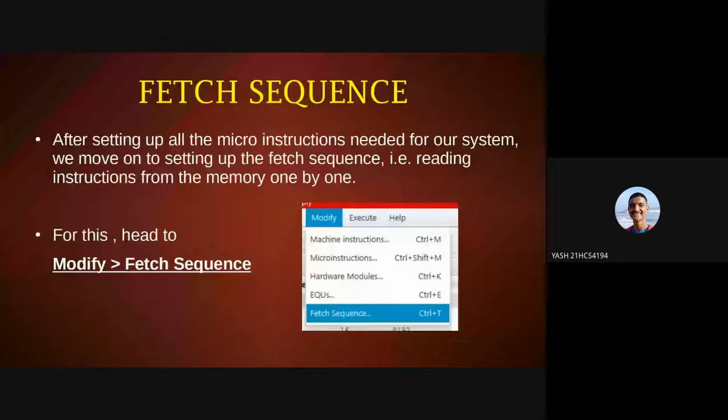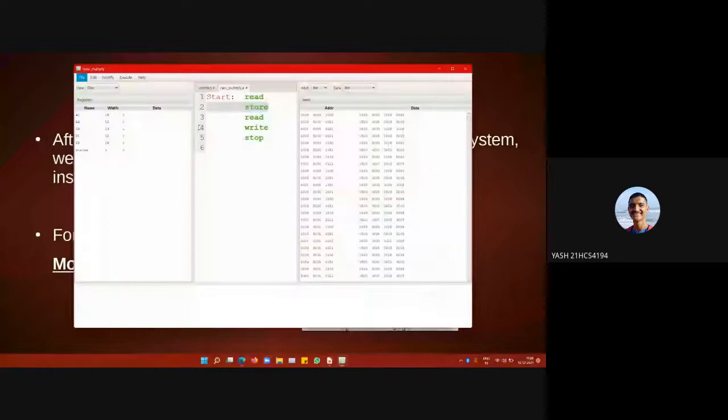After the arithmetic instruction, we are done with setting up the micro instructions. So we head over to the fetch sequence and modify it. The fetch sequence will be used to read instructions from the memory. What the fetch sequence is doing with the code that we have written in this part is taking these commands one by one, and the machine will operate them one by one.